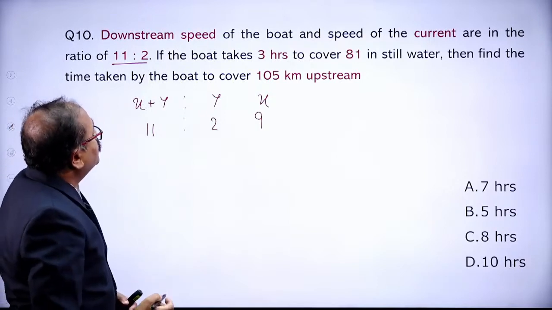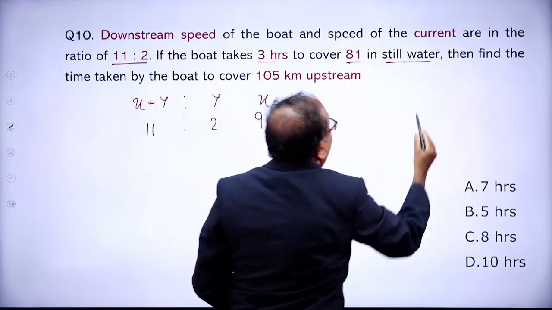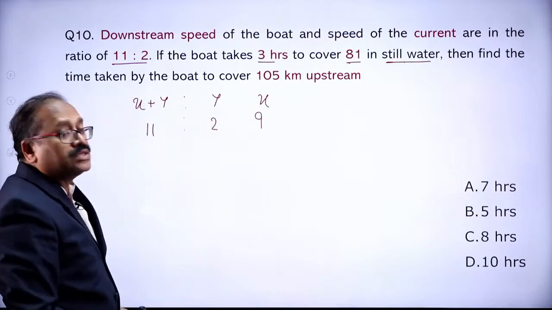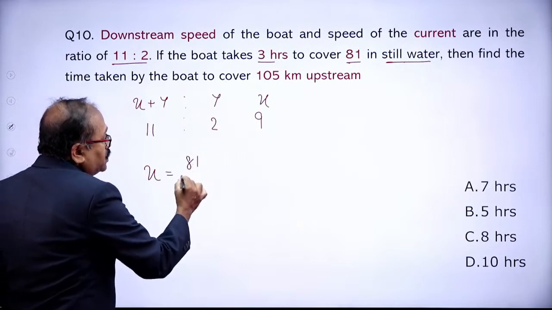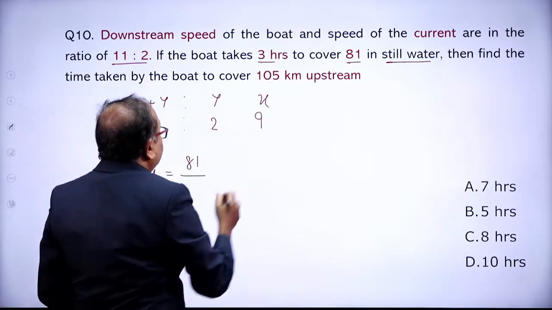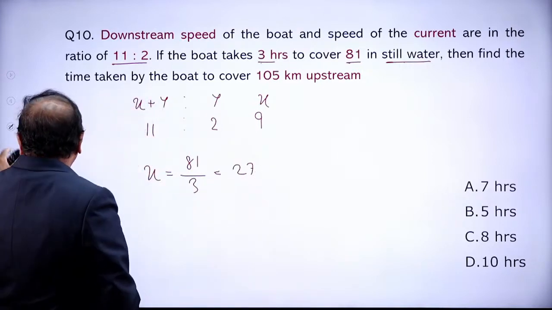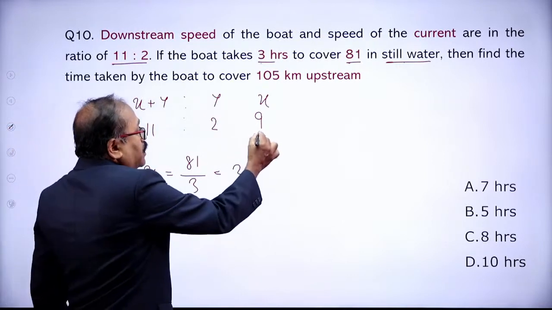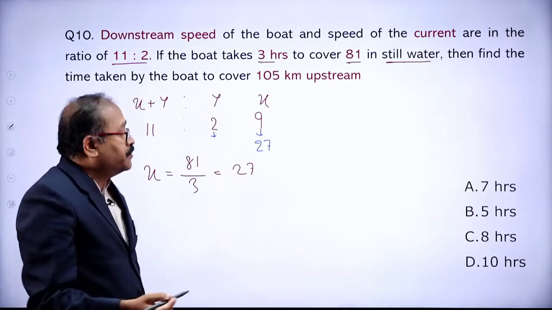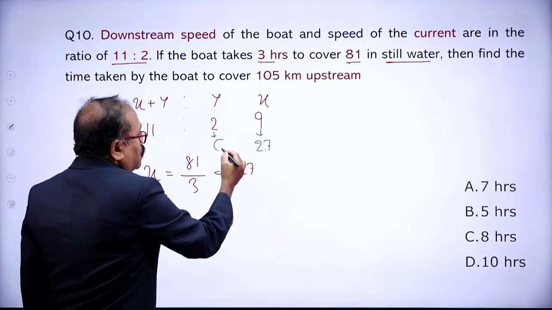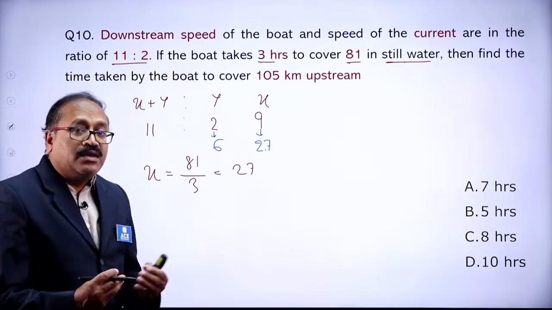What is next? It is said, if the boat takes 3 hours to cover 81 kilometers in still water, that means I can find out x, the speed of the boat, which is 81 divided by 3 hours, which is 27. So from here one fact emerges: 9 parts is 27, then what is 2 parts, the speed of stream? As it is 3 times, this will also be 3 times 2, which is 6. So you have the speed of boat and the speed of stream.